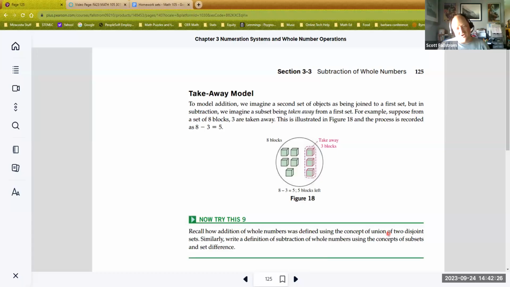The idea of the takeaway model. What do we do with takeaway? Put a certain number of objects into a space, physically take away a certain amount. So the problem 8 minus 3 equals 5, you would start with 8 blocks put in there, and then you would physically take away 3 of them. And of course, that leaves you with 5 remaining.